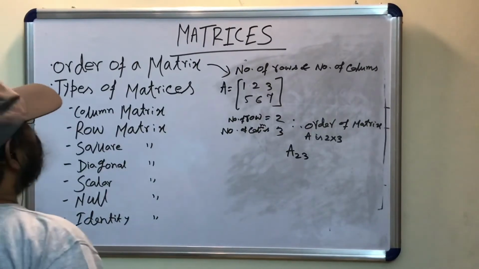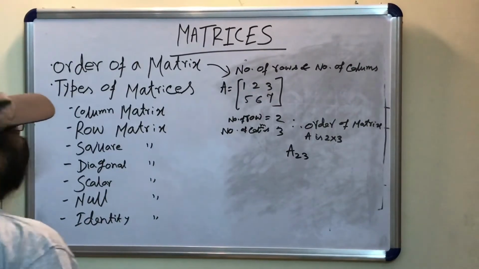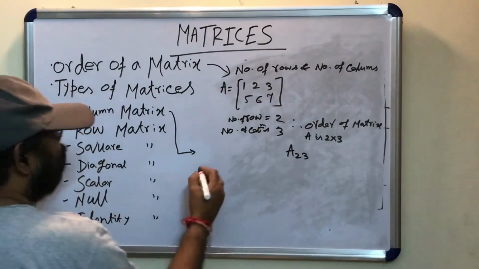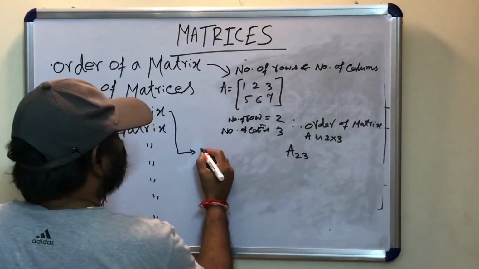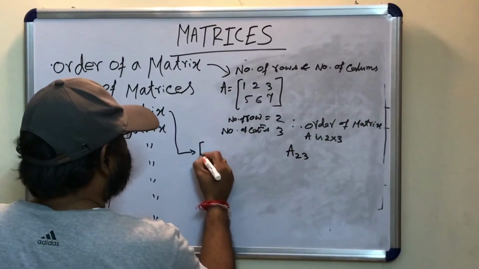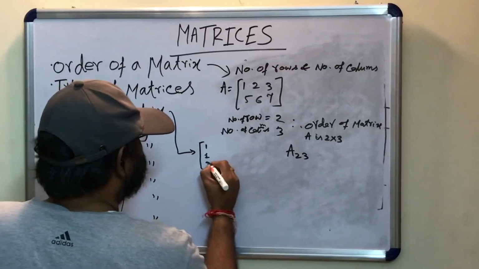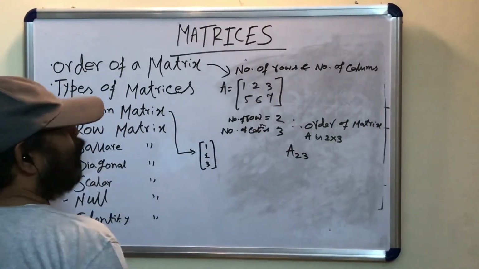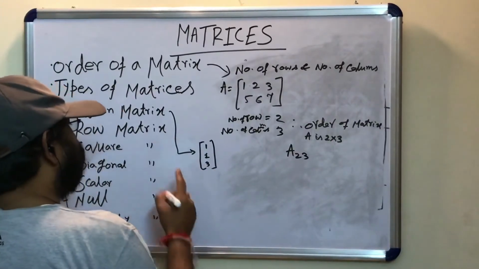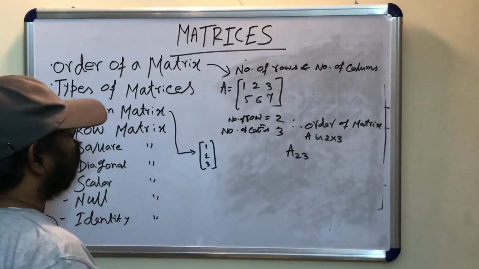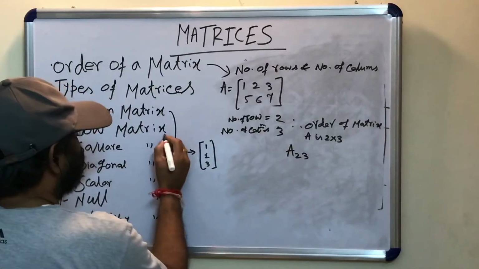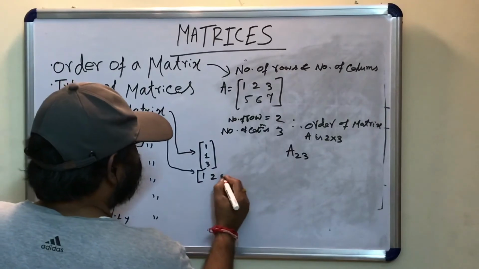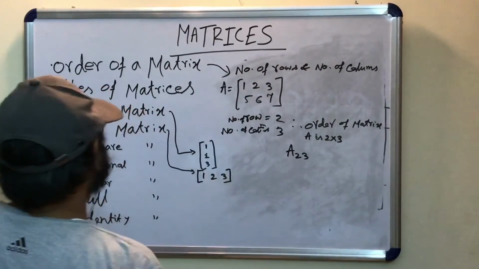There are different types of matrices. Number 1 is the column matrix. What is a column matrix? It means there is a single column: 1, 2, 3. Here the number of rows is 3, but the number of columns is 1. So if a matrix contains only one column, it is known as a column matrix. Similarly, what is a row matrix? If it contains only one row, then it is a row matrix.